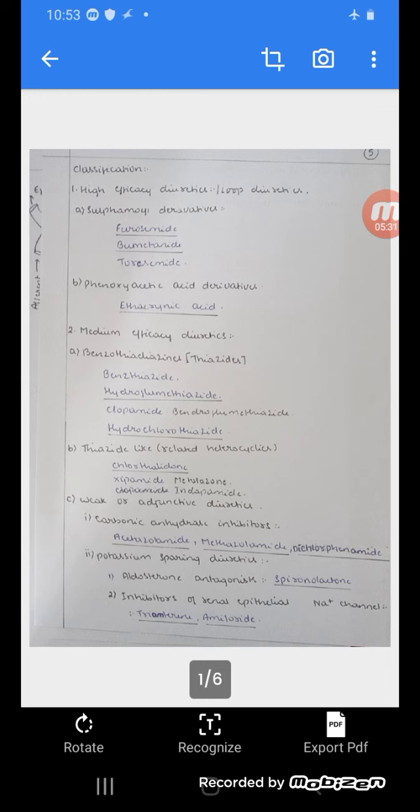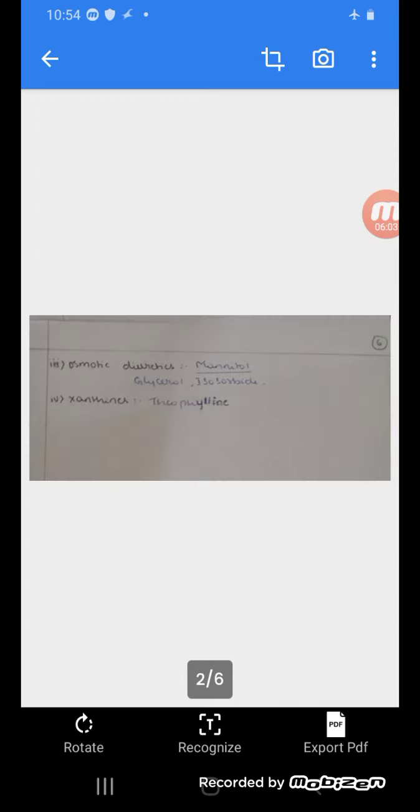Coming to potassium sparing diuretics, again they are classified into four types. That is aldosterone antagonist. An example is spironolactone. The second one is inhibitors of renal epithelial sodium channel. An example is amiloride. The third one is osmotic diuretic. Examples are mannitol, glycerol and isosorbide. Coming to xanthine, it is theophylline.